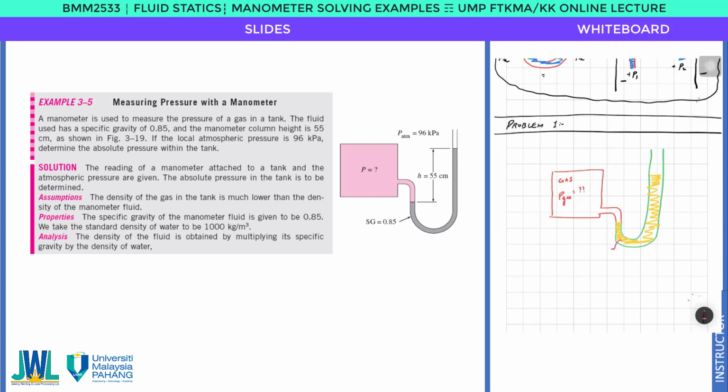Now this manometer fluid has a specific gravity of 0.85, and the height is given from the level where the pressure is equal. So the height from here to here is given as 55 centimeter. And because the end is open, the mouth is open, atmospheric pressure is also acting, and that atmospheric pressure is 96 kilopascal.